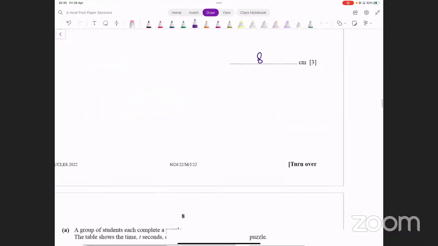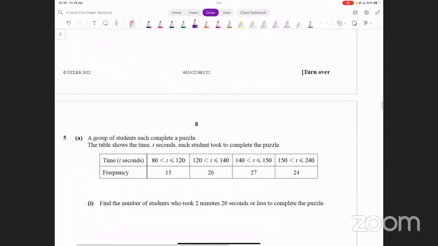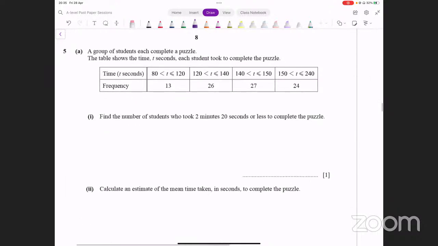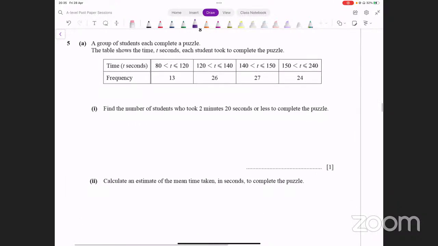Okay, let's move on. Question number 5. Let's have a look at this now. It says a group of students each complete a puzzle. The table shows the time t seconds each student took to complete the puzzle. Find the number of students who took 2 minutes 20 seconds or less to complete the puzzle.